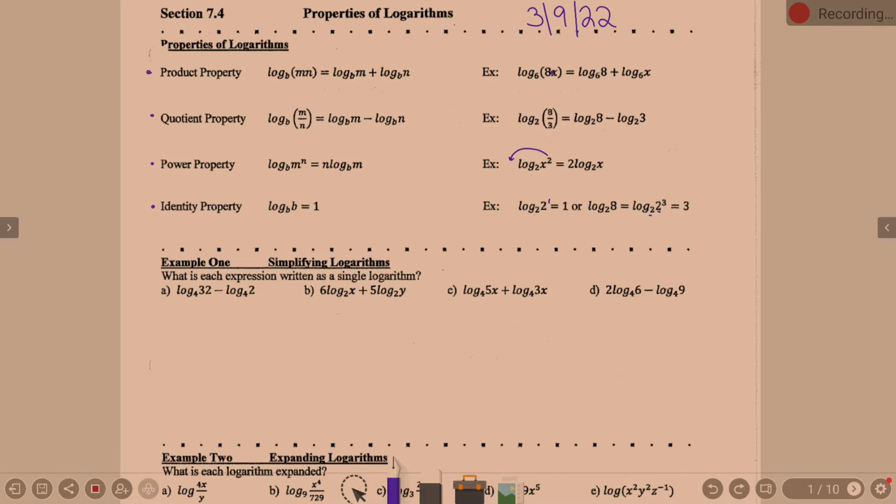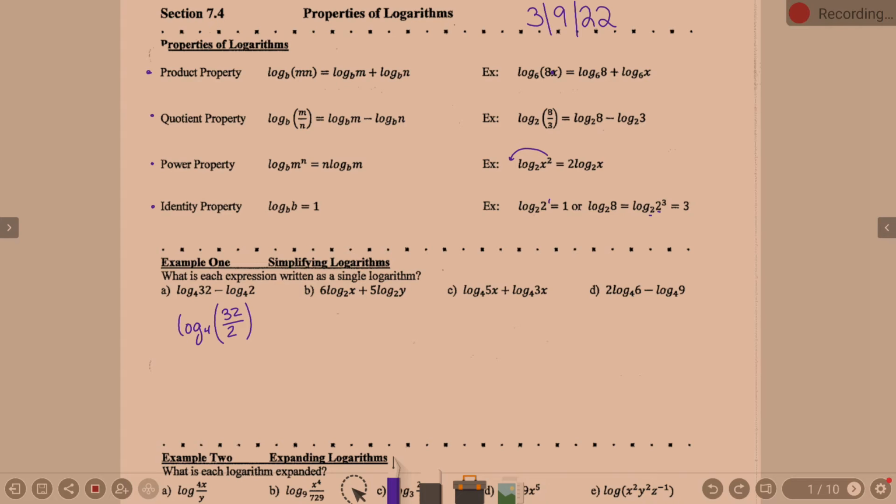Thoughts on what we can do here using our properties? Okay, quotient property. We see subtraction. Subtraction of 2 logs, as long as they have the same base, can be rewritten as 1 log. So I'm going to rewrite this as log base 4. And then what do I do with those numbers? 32. Yeah, we're going to divide them. We're going to put it as 32 over 2.